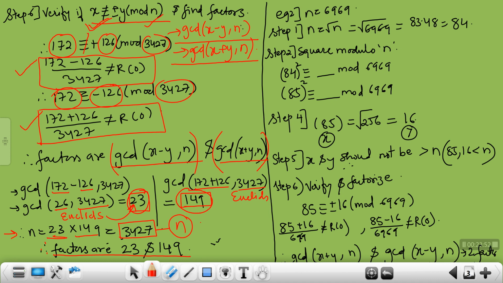If I multiply 23 and 149, you can check on your calculator, I get the value 3427, which is nothing but my n. Therefore, my two factors of 3427 are nothing but 23 and 149.